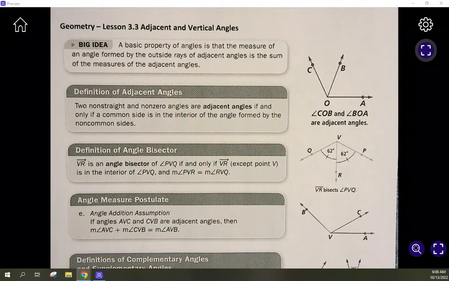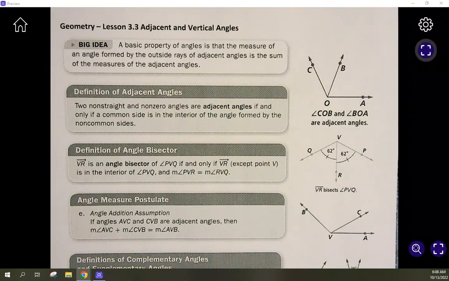This is Geometry Lesson 3.3. We're looking at adjacent and vertical angles. So the big idea here says a basic property of angles is that the measure of an angle formed by the outside rays of adjacent angles is the sum of the measures of adjacent angles. And so we'll get to that in just a little bit.